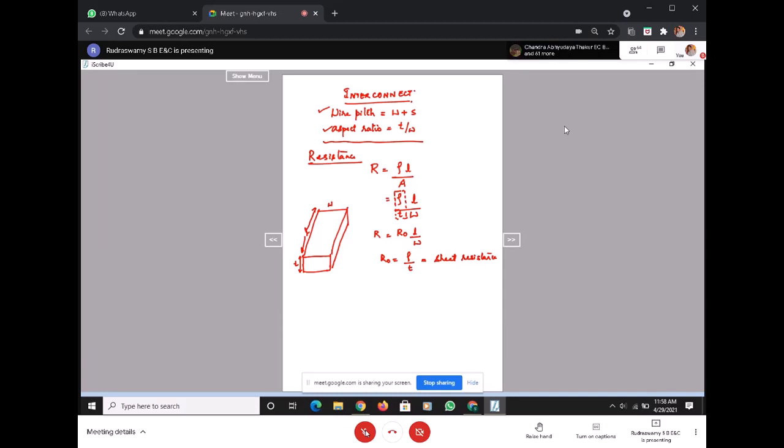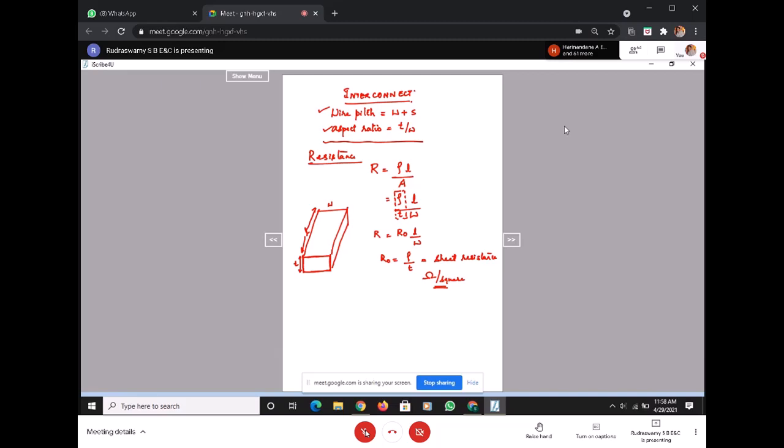R naught, which is rho by T, is the sheet resistance, and its unit is ohm per square. So you need to know that the thickness is with respect to the square. Ohm per square is the resistivity measure, and square is a dimensionless quantity corresponding to a slab of equal length and width. That's what we mean.